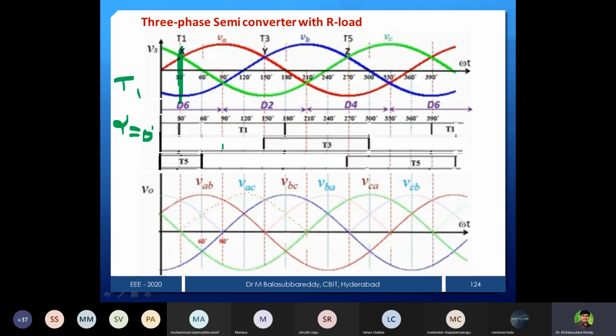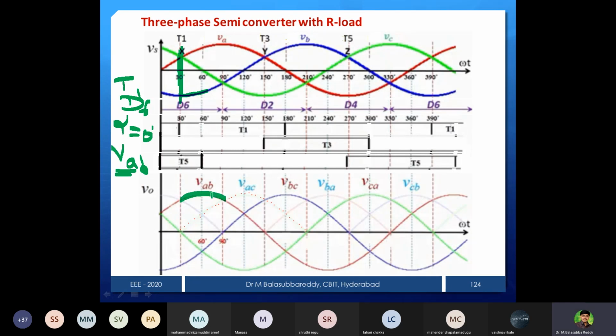That means A phase is more positive, and it belongs to T1. And which is more negative? More negative is B phase, which belongs to D6. So then your conducting devices are known to you, T1 and D6. If T1 and D6 are known, you can shade the output. The positive group device is A, and the negative group device is B. Your output is AB. Just shade the AB from this point onwards. So now AB is available. I am shading the AB.